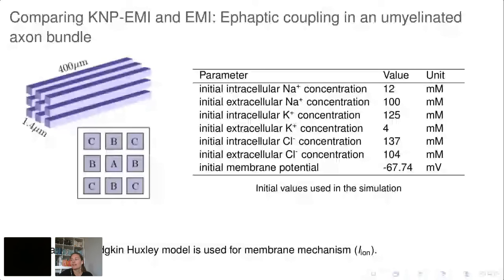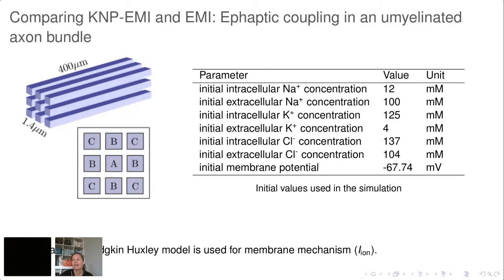Finally, we have compared our KNP EMI framework to the original EMI framework. And we have chosen to do this by modeling ephaptic coupling in an unmyelinated, tightly packed axon bundle. And such axon bundles can be found, for example, in the olfactory system. And it is hypothesized that these tightly packed axons can communicate through the very small extracellular space separating them via so-called ephaptic coupling. And as the KNP EMI framework includes varying ion concentrations, we wanted to test whether diffusive potential could strengthen the ephaptic coupling.